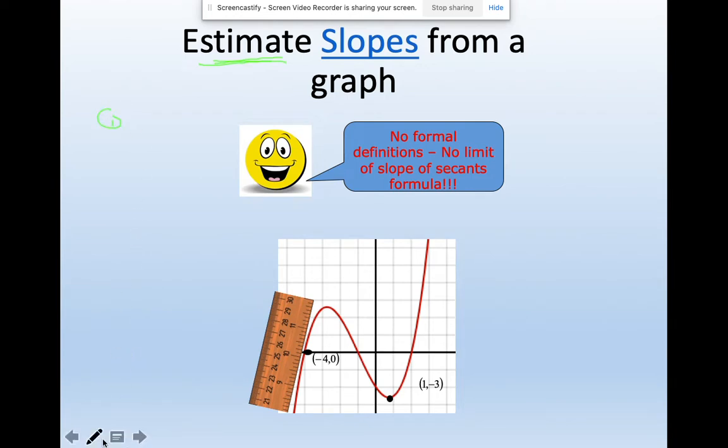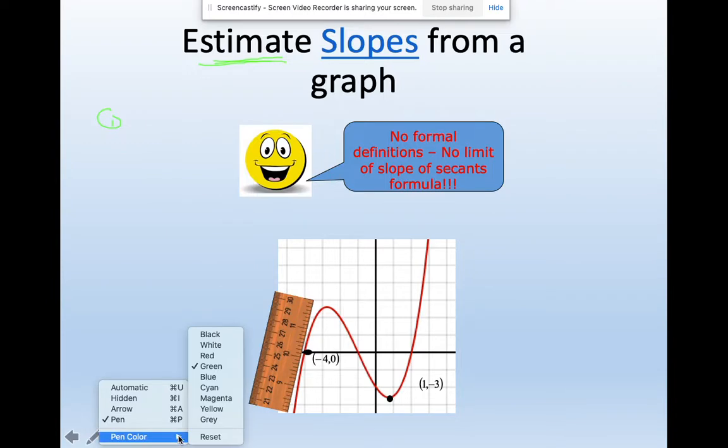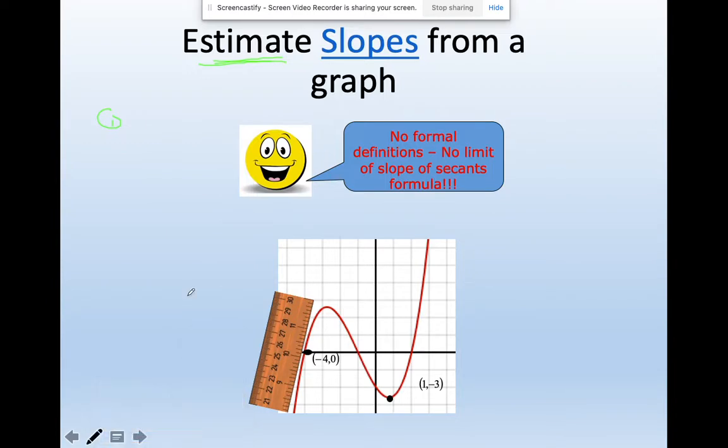Step one, draw a tangent line at the given point. So here they want a tangent line at -4, 0. Draw a tangent line. It doesn't have to be super great. You should use a straight edge, but you don't have to have a ruler. Use the side of your paper or the side of your book or whatever. There's my tangent line.